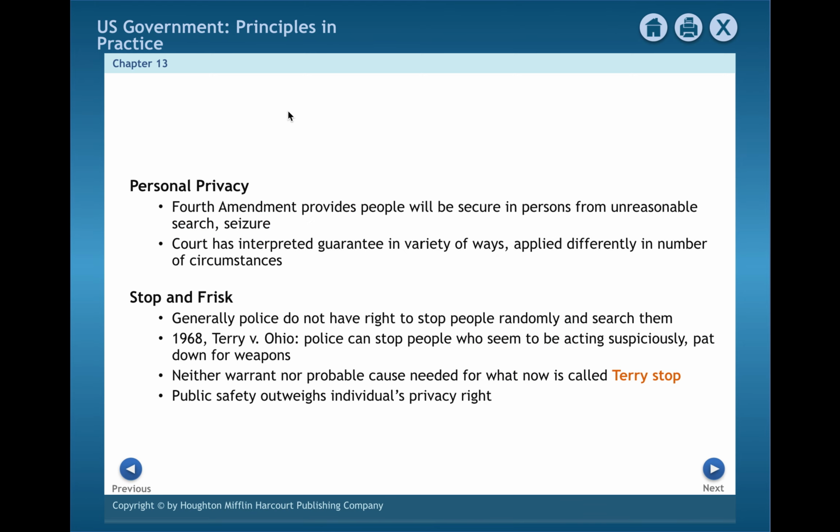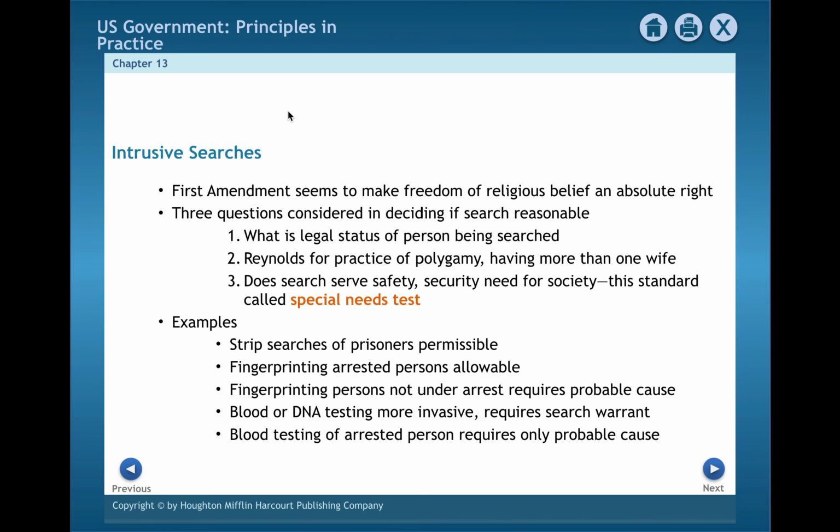All right. So the Fourth Amendment provides that people will be secure in their persons from unreasonable search and seizure. In general, police do not have the right to stop people randomly on the street and search them. This is known as stop and frisk. In Terry v. Ohio, the court ruled that police could stop people who seemed to be acting suspiciously and pat them down for weapons. So a warrant or probable cause is not needed for what is called a Terry stop, okay, a Terry stop, because the public safety outweighs this person's right to privacy.